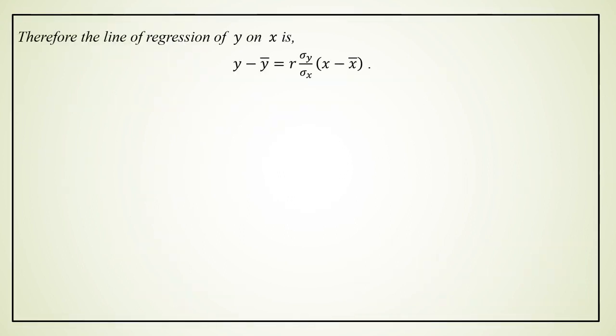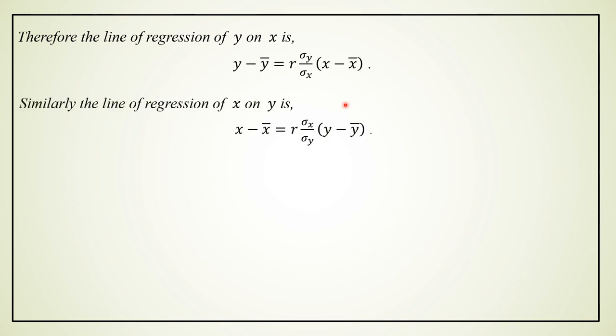So you have the equation of the form y minus y bar is equal to r into sigma y by sigma x into x minus x bar. This represents the line of regression of y on x when n data points are given to you. Similarly, the line of regression of x on y, which you can derive in the same way, is x minus x bar is equal to r into sigma x by sigma y into y minus y bar.